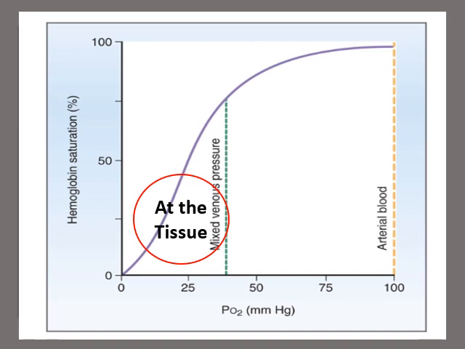Note that when the blood reaches the resting tissue, the partial pressure of oxygen is 40 mm mercury and the hemoglobin is 70% saturated with oxygen. During tissue activity, the partial pressure of oxygen dropped to 20 mm mercury and the hemoglobin is 40% saturated with oxygen. Thus, with increased tissue activity, an extra 30% of oxygen is given to the tissue with little decrease in the partial pressure of oxygen.